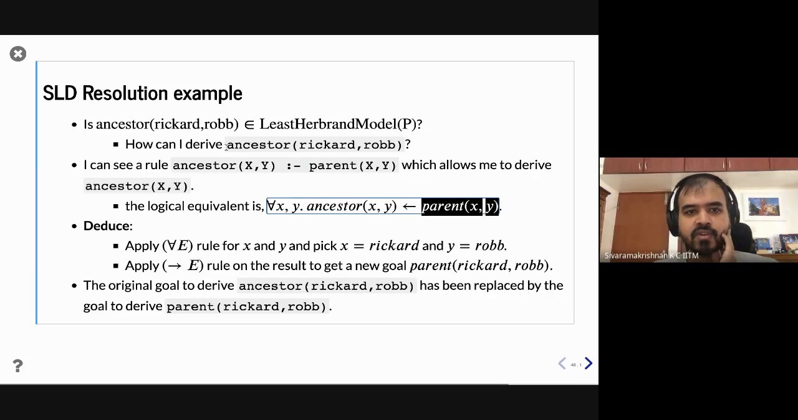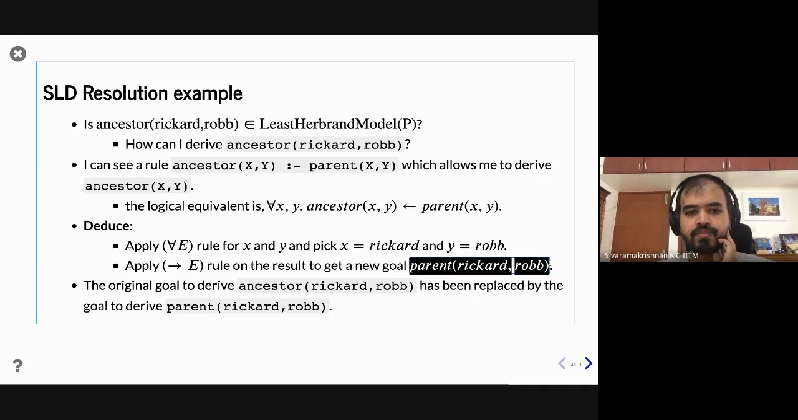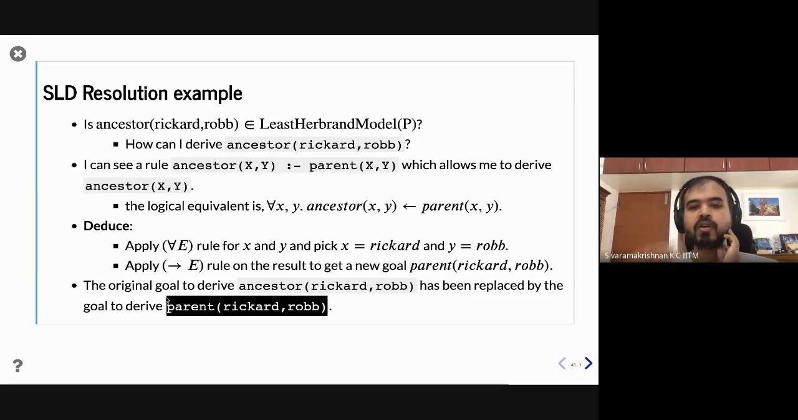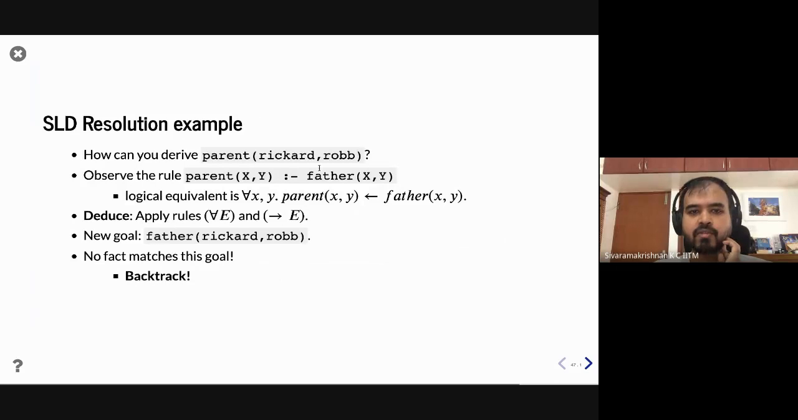So we started with the original goal, which is ancestor Rickard Rob. In order to show that this actually holds, our goal has now become parent Rickard Rob. So the original goal to derive ancestor Rickard Rob has been replaced by the goal to derive parent Rickard Rob. So Prolog keeps going down this route. It says, okay, can I show that Rickard is a parent of Rob? So how can you derive Rickard is a parent of Rob?